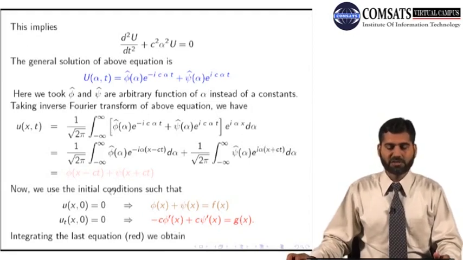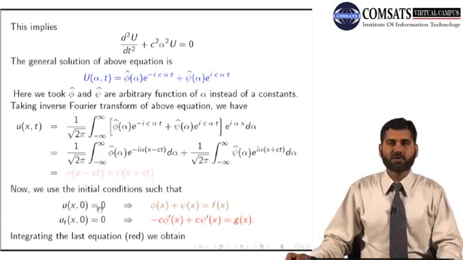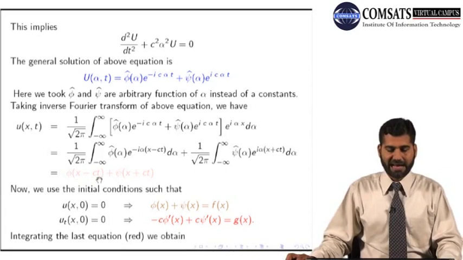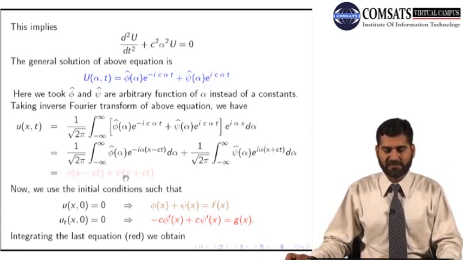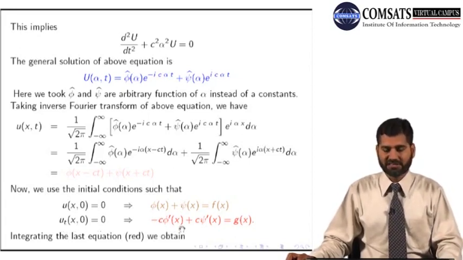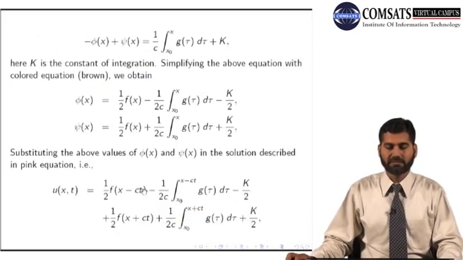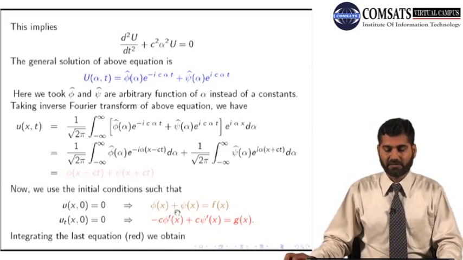Now if we use the initial conditions, what was that? It was u(x,0) is equal to f(x). So it means at t equal to 0, you get phi(x) plus c(x) is equal to f(x). And the second condition was u_t(x,0) is equal to g(x). So this gives you the derivative: minus c phi prime(x) plus c c prime(x) is equal to g(x). Alright?